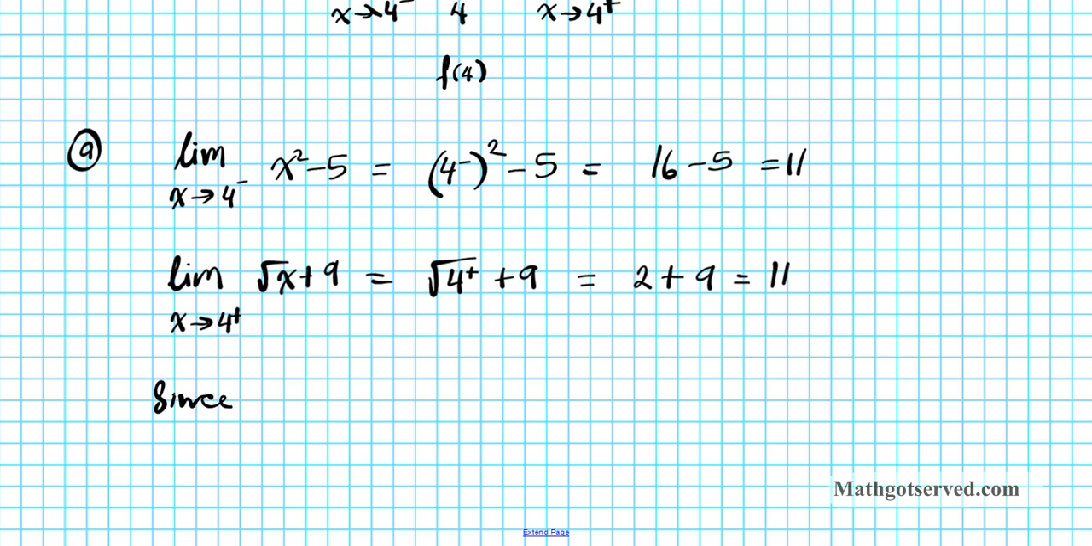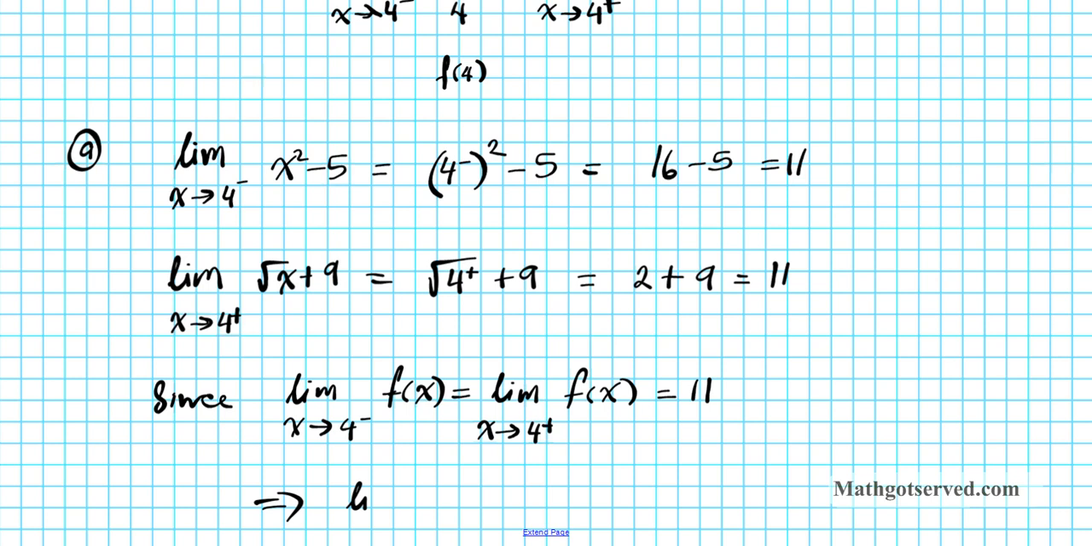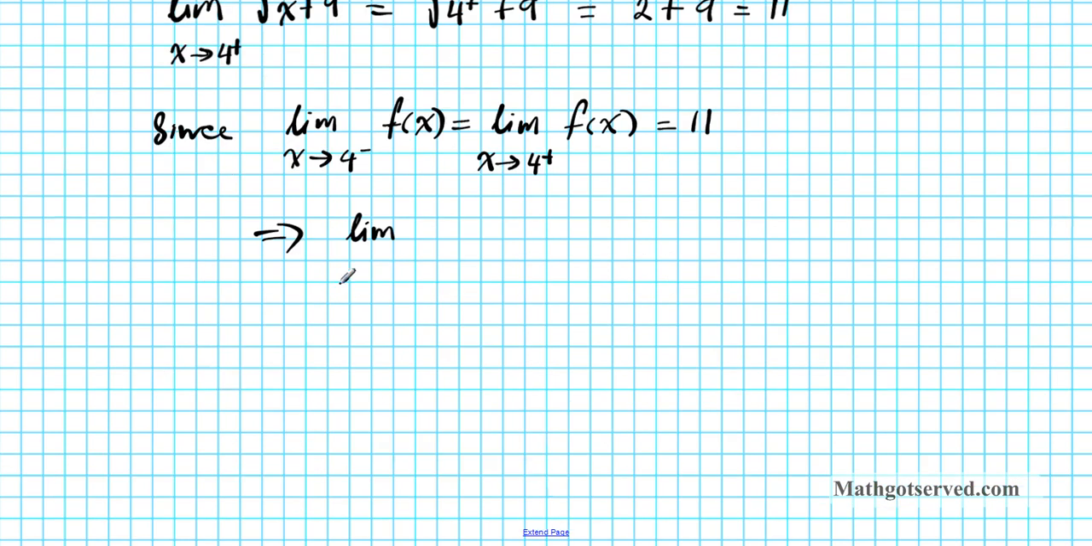Okay, so since the limit as x approaches 4 from the left of the function is equal to the limit as x approaches 4 from the right of the function, and they're both equal to 11, that implies that the limit as x approaches 4 of the function exists, and it's equal to 11.